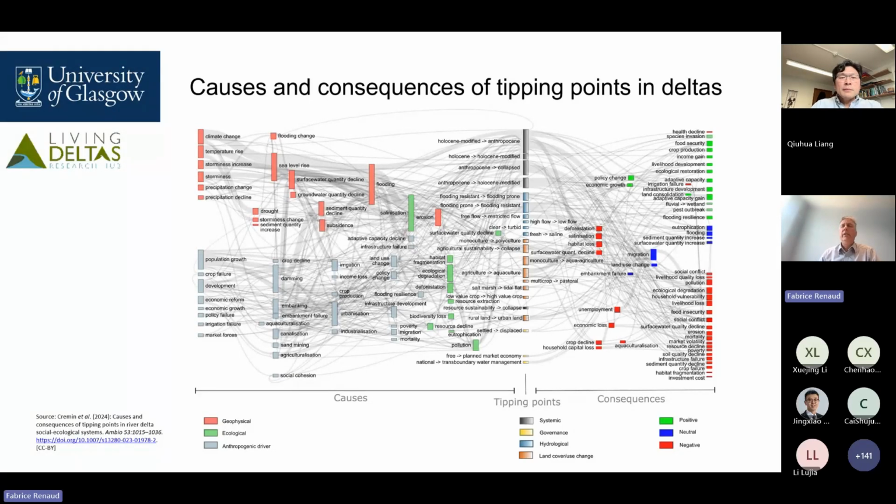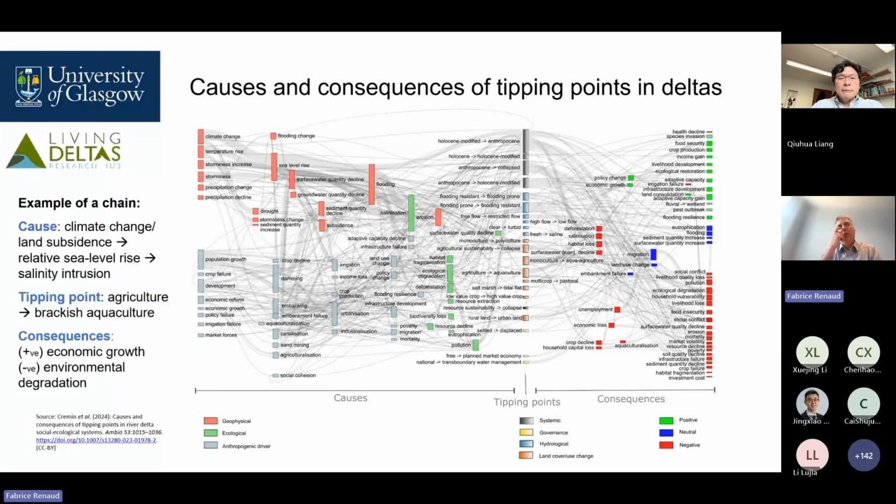Now, I don't want to go into detail on this figure because it's a complex figure, but what I wanted to highlight here is the fact that when we're looking at these tipping points, when we're looking at the consequences of natural hazards that I showed before, we have to understand the system completely. We have to understand the geophysical, the ecological, and the anthropogenic drivers that lead us to these tipping points or that lead us to disasters.